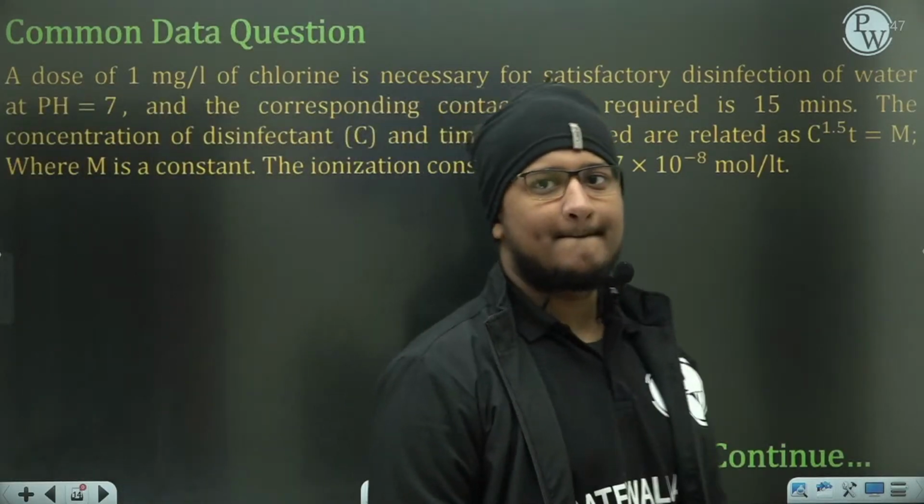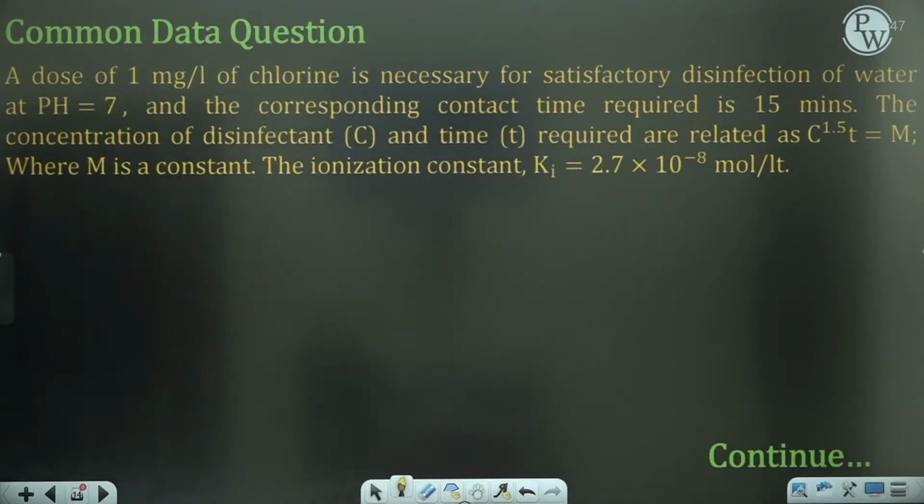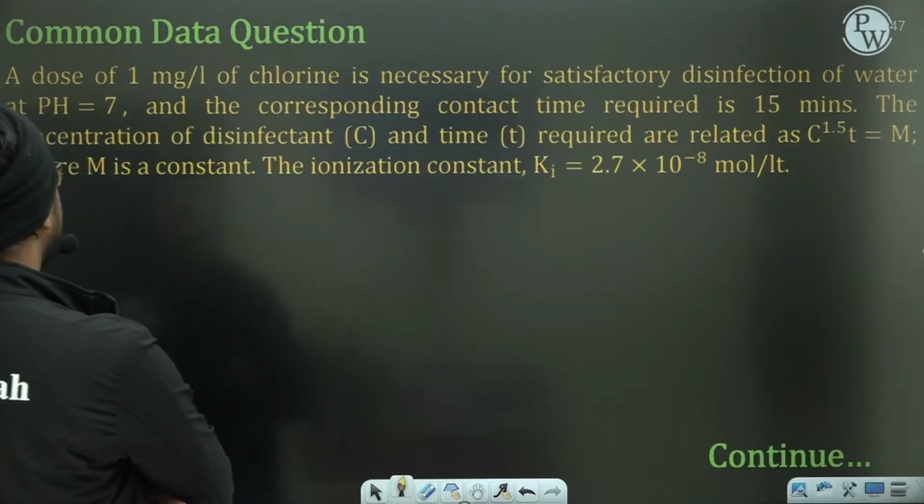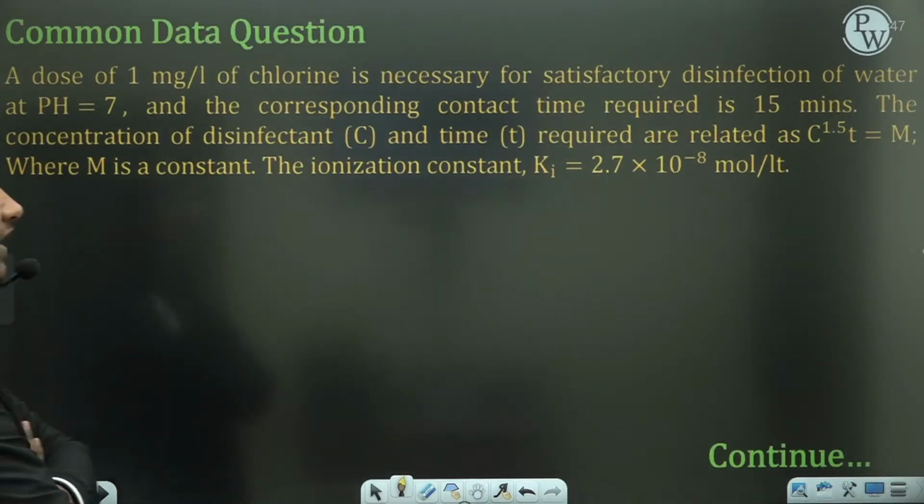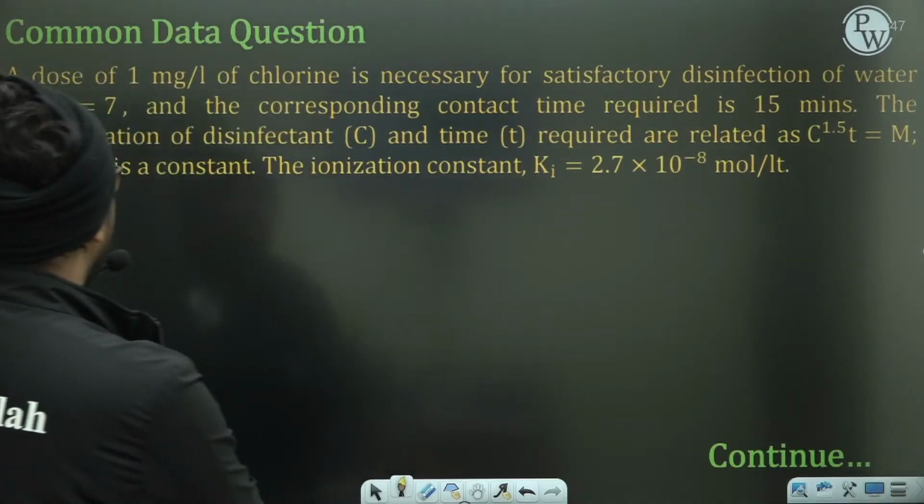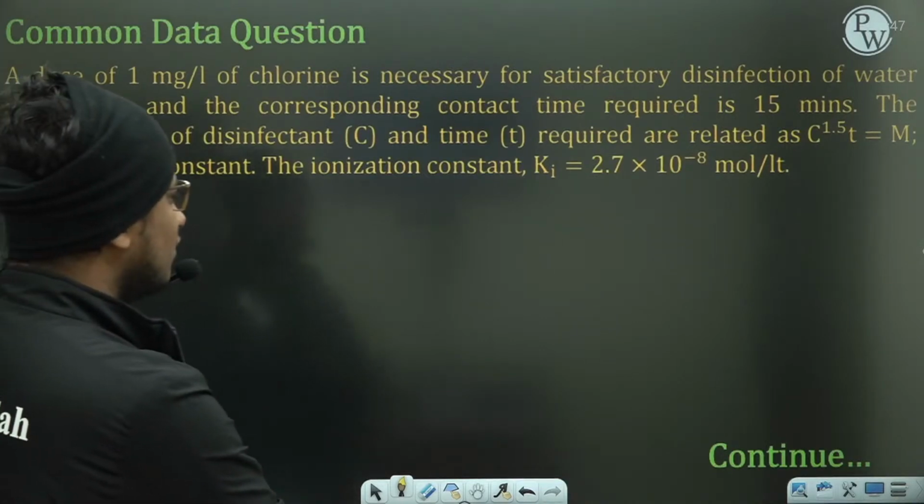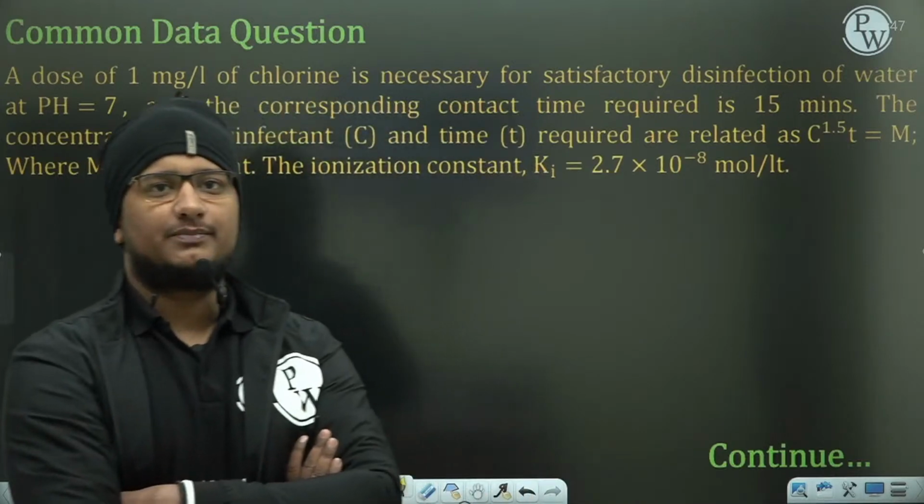Next problem. A dose of 1 milligram of chlorine is necessary for satisfactory disinfection of water at pH 7. And the corresponding contact time required is 15 minutes. The concentration of disinfectant and the time required are related as C to the power 1.5 T equal to M, where M is a constant. The ionization constant Ki is 0.7 into 10 to the power minus 8 mole per liter.